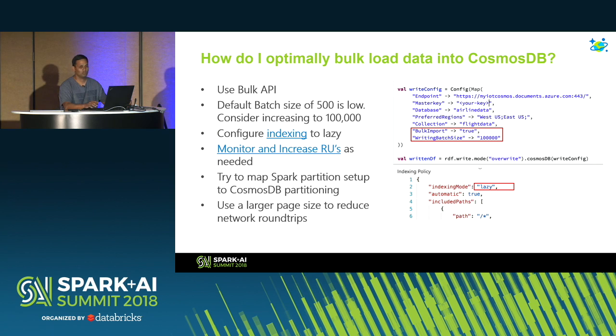Also, a lot of times you've got to monitor and increase your RUs. RUs are basically what define the throughput to a CosmosDB database. Obviously, the best practice, just like when you load into a Cassandra database, is to try to match the Spark partitioning setup, if you can, with what you have on the CosmosDB side. So you can pretty much get that best practice out there. The last one is a larger page size to reduce the number of round trips that you do. The bulk API is used heavily, especially when dealing with CosmosDB.